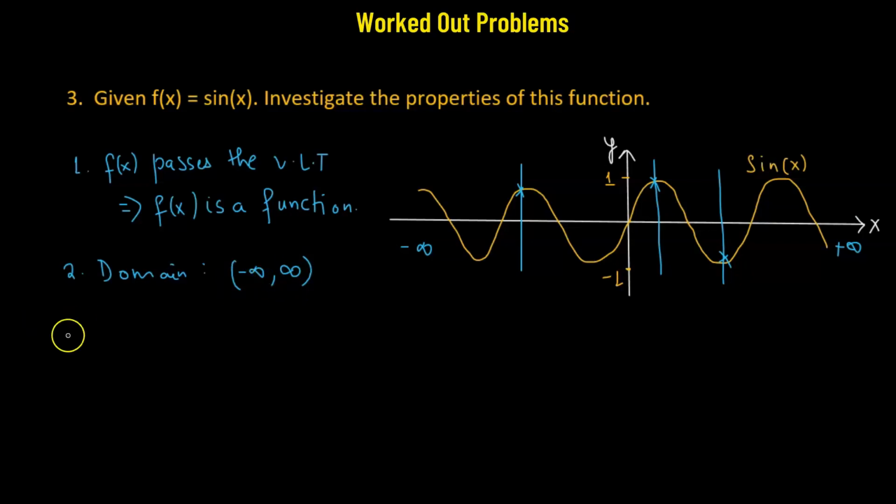Then we have the range. The range of a sinusoidal function has a maximum value of 1 and a minimum value of -1. It's always going to oscillate between these two extreme values. So we'll say that the range is going to be -1 to +1. This is going to be a closed interval because -1 and 1, both of them are included.